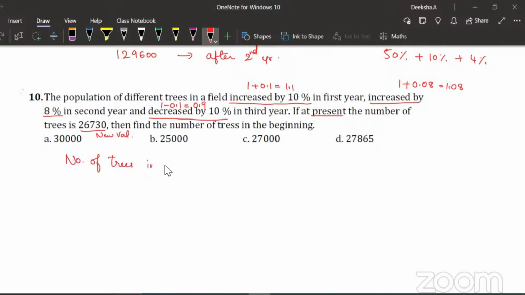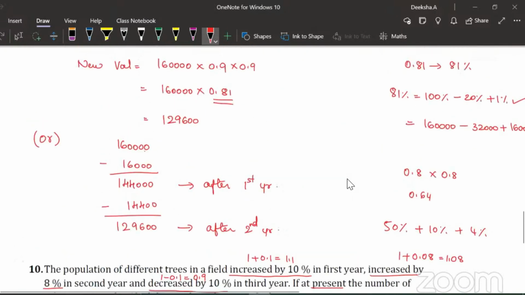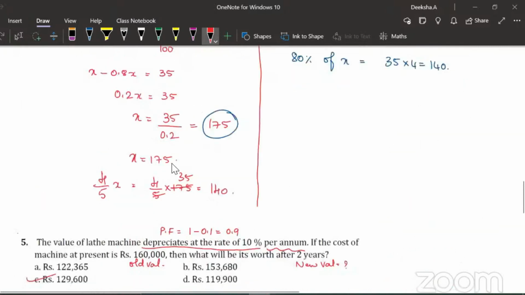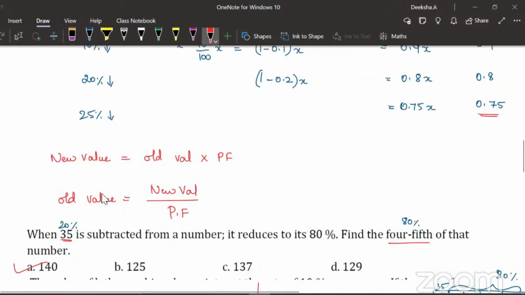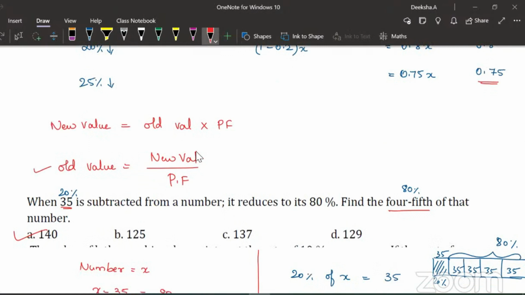The number of trees in the beginning is the number of trees at present divided by the percentage factors 1.1, 1.08, and 0.9. That is what we have discussed earlier. When the new value is given, divide by the percentage factor to get the old value. So the new value is the present number of trees. We divide by all 3 percentage factors because there are 3 changes applied, to get the old value.